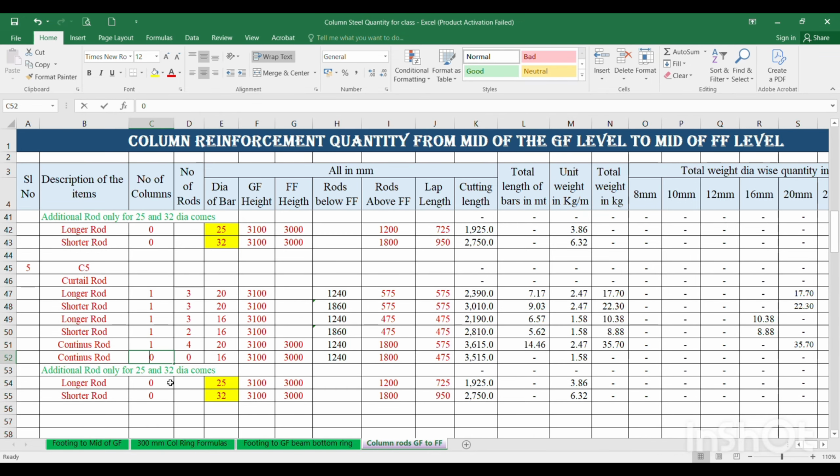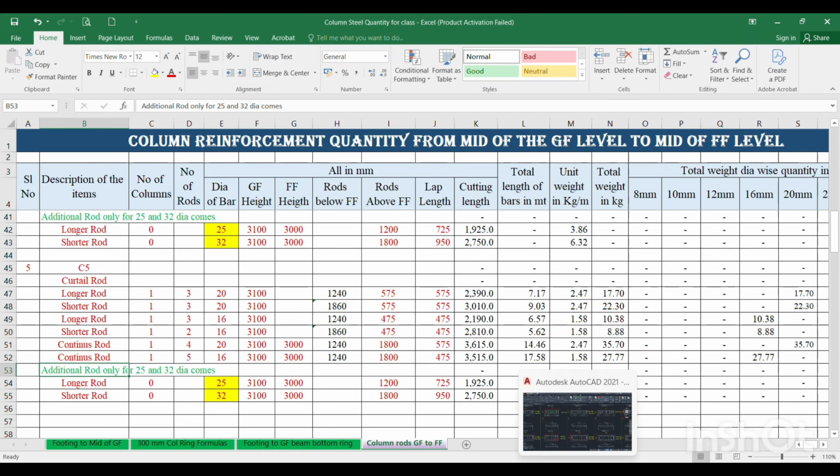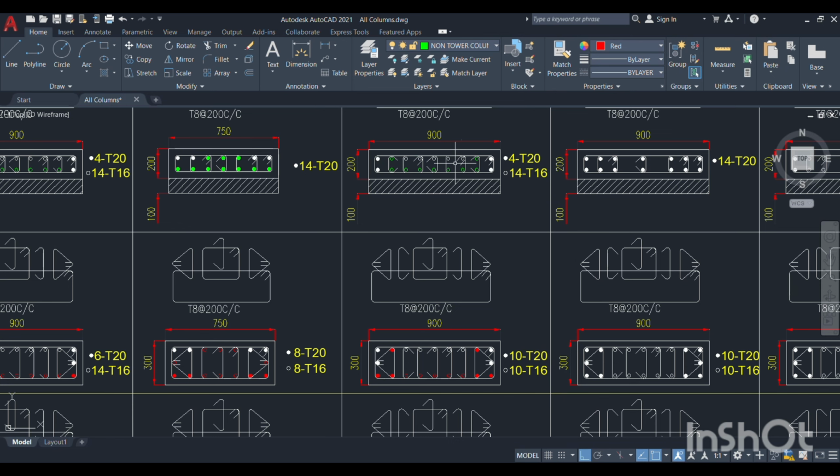This is column number 1. These 5 numbers of 16 dia rods are going up, with ground floor height, first floor height, rods below first floor, rods above first floor, and lap length. Here there are no additional rods, no additional rods more than 25 mm, so additional rods are not required at this level.